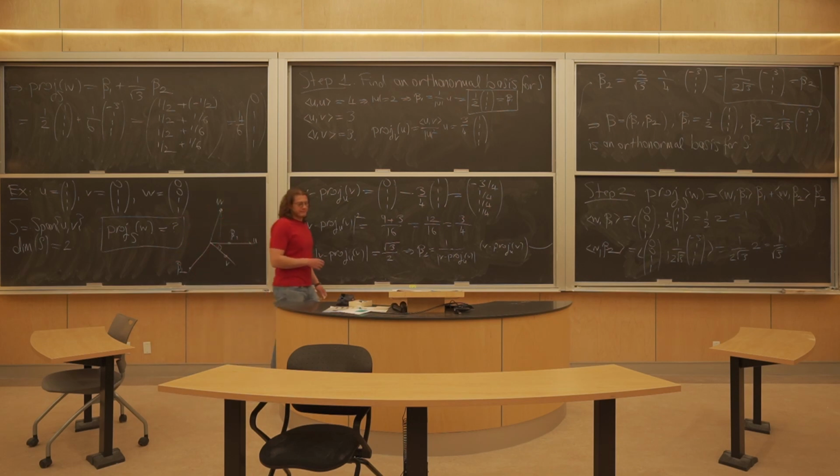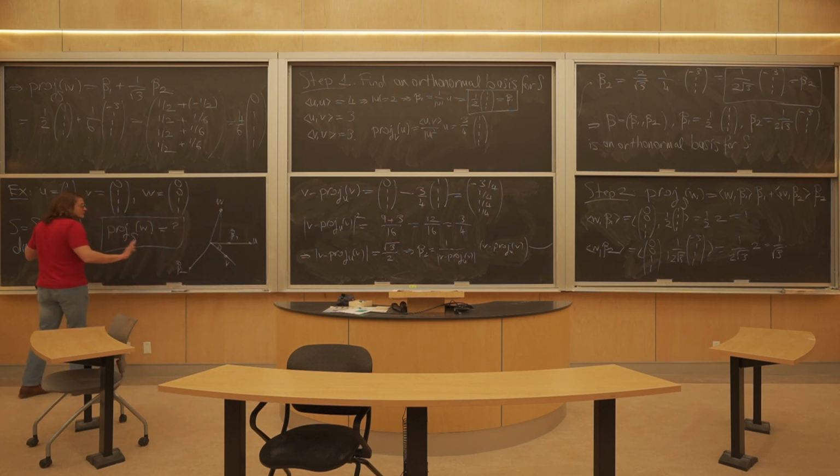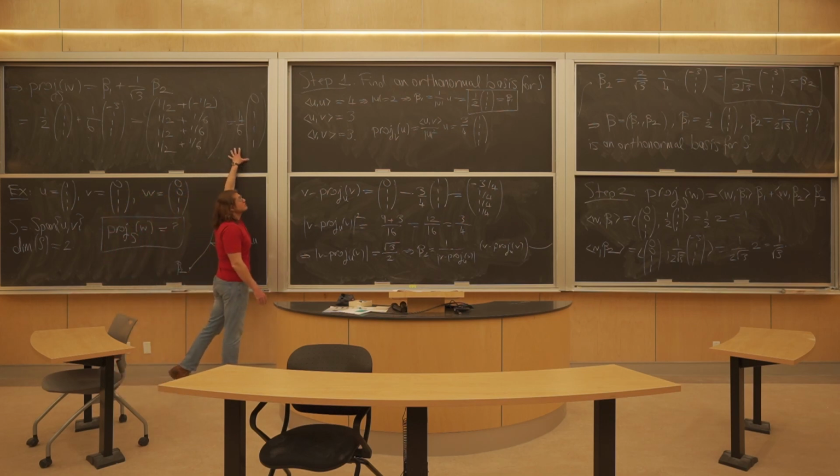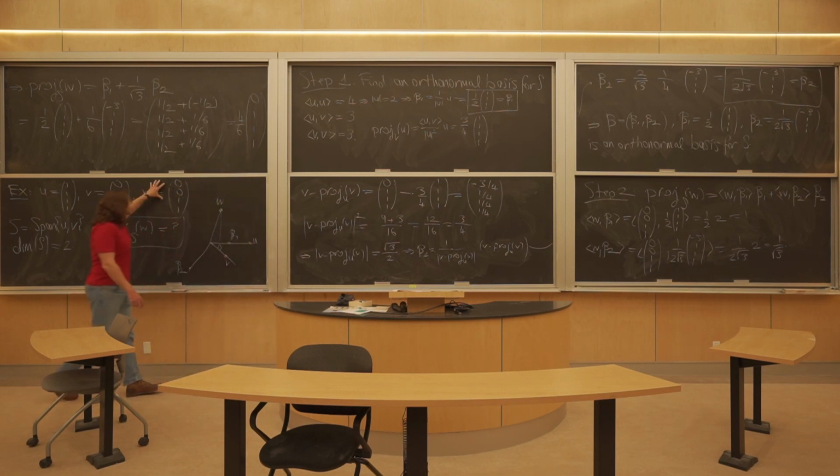Aren't you looking for beta 3? Say again? Aren't you looking for beta 3? Okay, we can do that too. But before going into that, let me just ask, are there any questions about this? So this is the orthogonal projection of this vector onto the subspace spanned by these two.